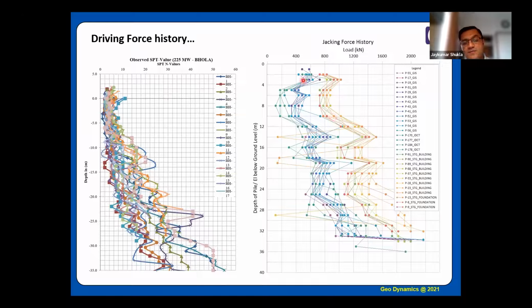If I drive a precast pile into the ground, this is the force mobilized for pushing the pile into the ground. When it comes to almost 30-32 meters, I probably have the maximum jacking force. This is for one particular area, and this is for another area, and you can see it closely matches the SPT profiles.